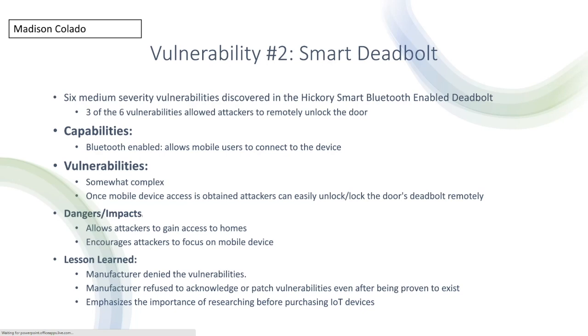The lesson learned from this vulnerability is that the manufacturer denied that the vulnerabilities existed. They claimed that the proper employment of end-to-end encryption on all command and control messages, as well as other authentication and authorization checks, were in place to ensure secure operations. Even after they were confirmed to exist, the manufacturer refused to acknowledge or patch them. This response emphasizes the importance of doing proper research before purchasing IoT devices to be sure that the manufacturer is security-driven.